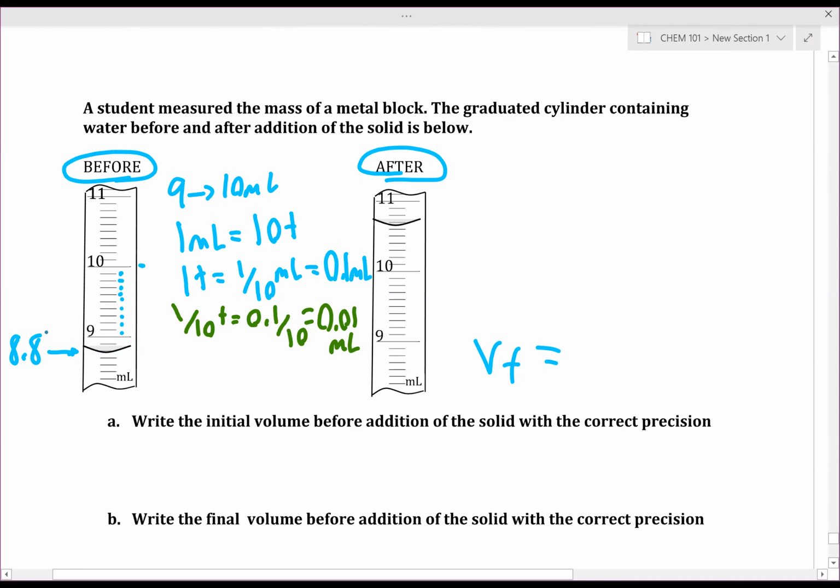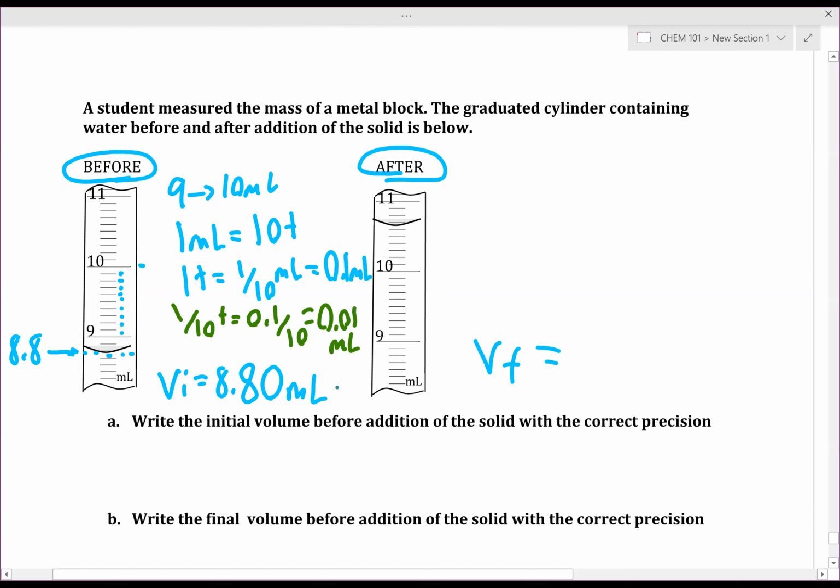So that mark represents the certain digits of 8.8. And reading from the bottom of the meniscus, are we pretty close to right on the line? Are we pretty close to smack dab on 8.8? Okay, so we're allowed to report a volume initial of 8.8 as our certain digits. And then are we allowed to estimate an additional digit? Yes, so we can estimate that last digit in the hundredths place to be what? 0. Yeah, that's fine to estimate. So this is 8.80 milliliters.